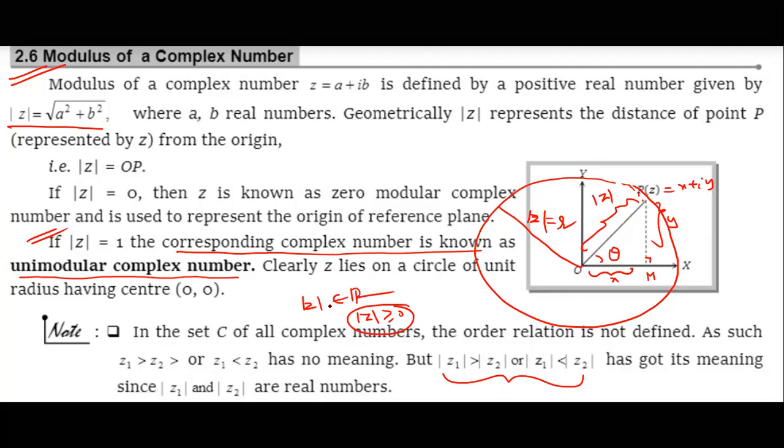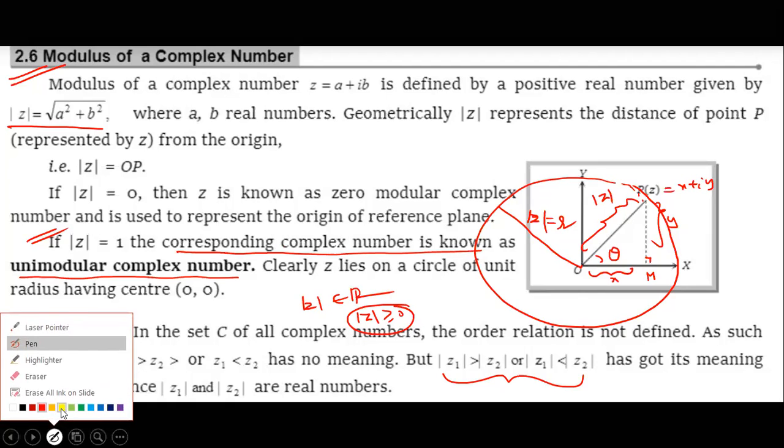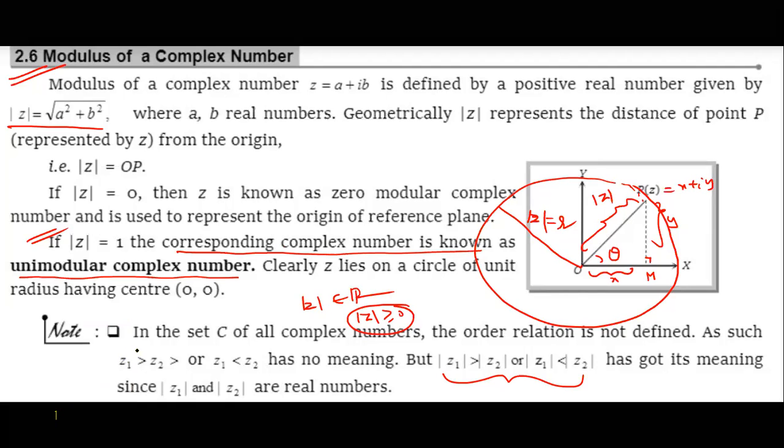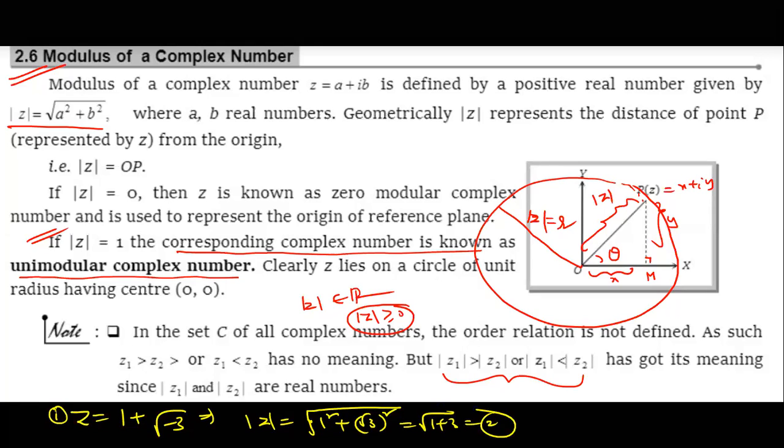Now, let us see what are the properties of modulus functions. What type of questions can we expect this time? See, okay, I'm writing. See carefully. z is equal to 1 plus root over minus 3. It's a complex number. Then, what is the value of modulus of z? 1 square plus how much coming? Root 3 whole square. That is 2. That is the meaning.